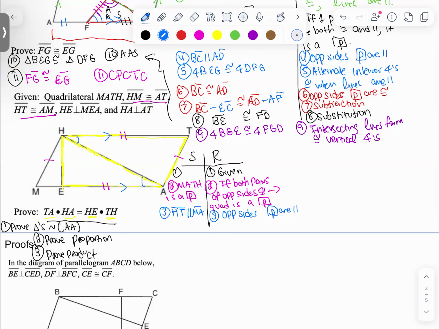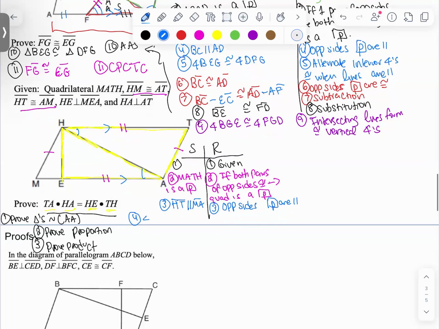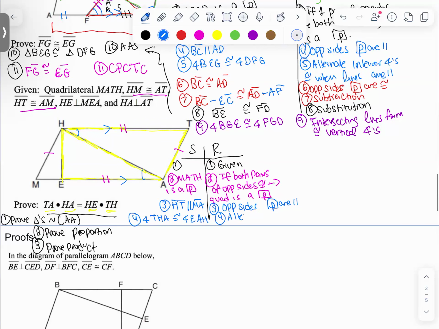And that can help me get my alternate interior angles. Notice how a lot of the proofs use alternate interior angles. Angle THA is congruent to angle EAH. Alternate interior angles are congruent when lines are parallel.